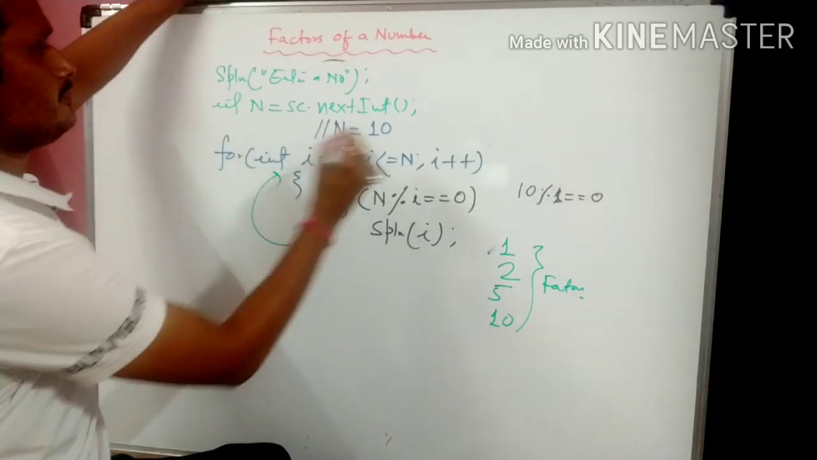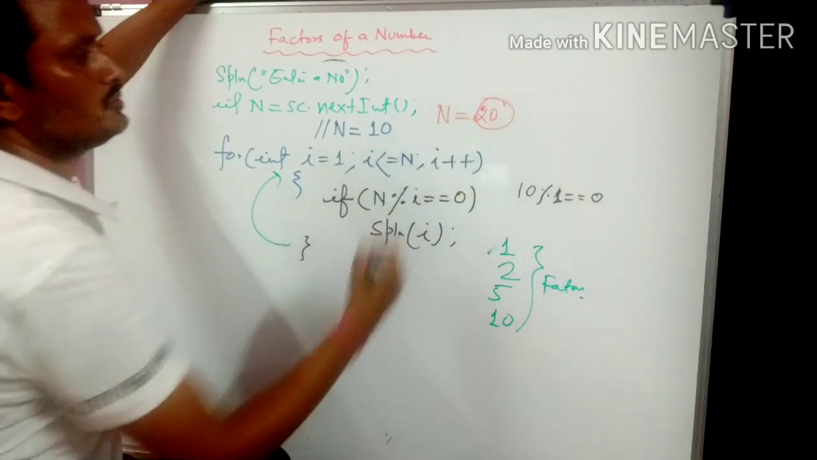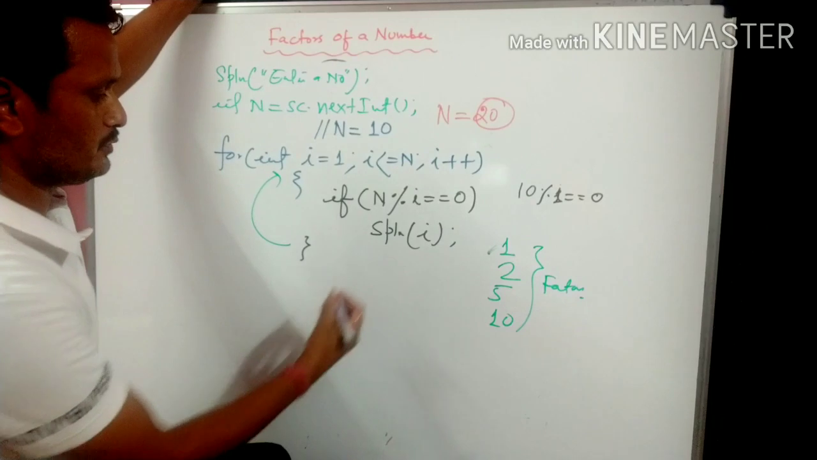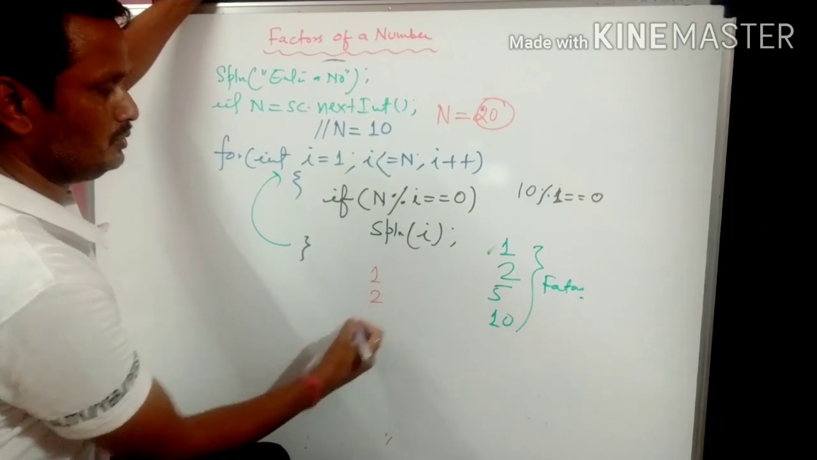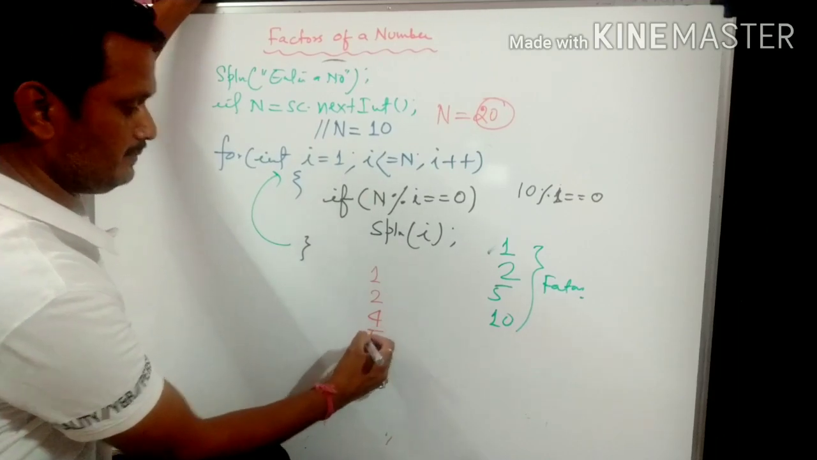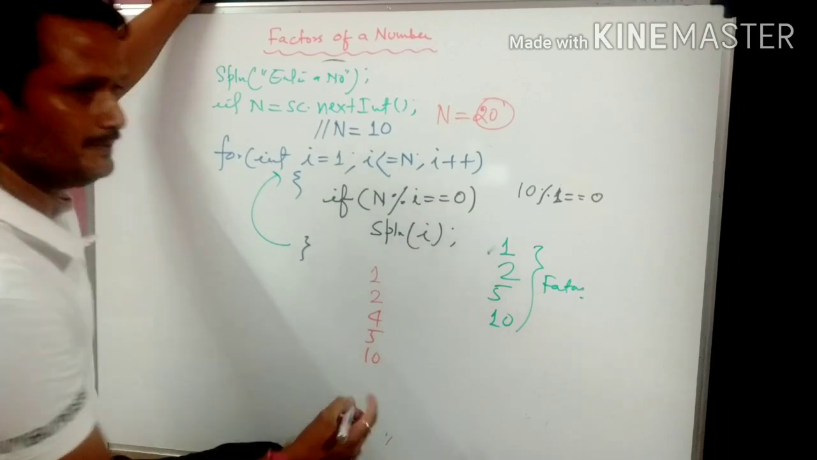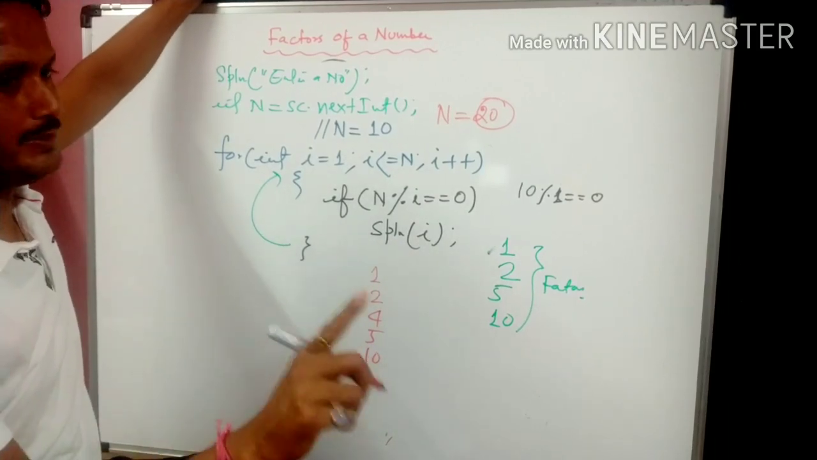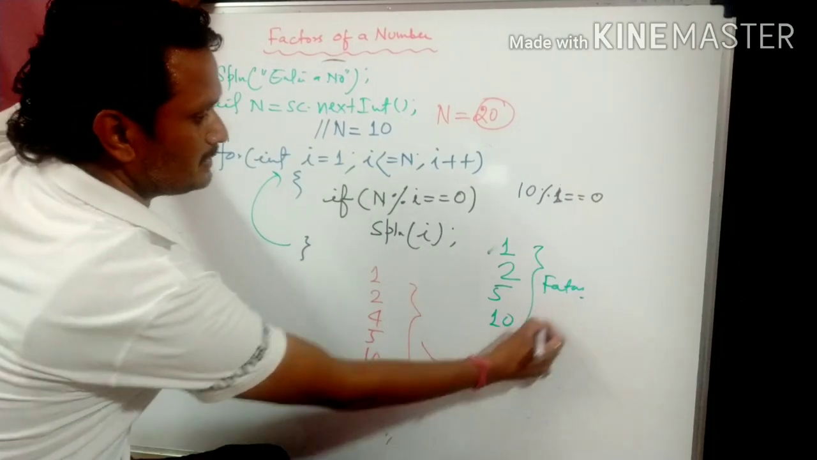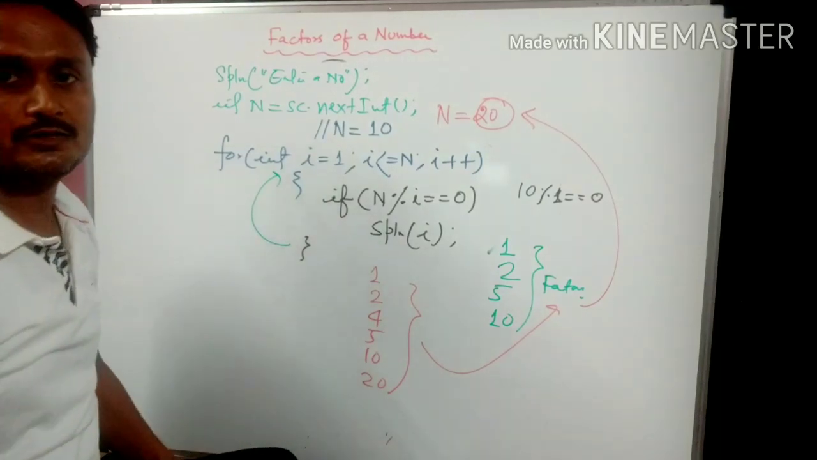Suppose n is equal to 20. So it will execute 1 to 20 and what will it print? It will print 1, then 2, 3 no, 4 yes, 4, 5 yes, 5, then 6, 7, like that. 10 divisible, yes. 15 no, 16, 17 no. At last what will it print? This 20. So these are the factors of the number 20. This is the logic to get the factors of a number.